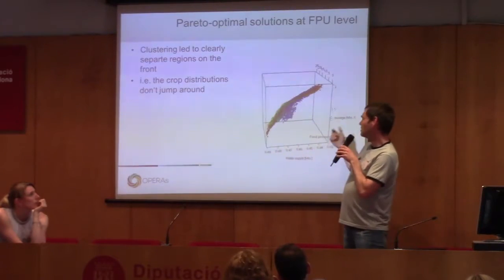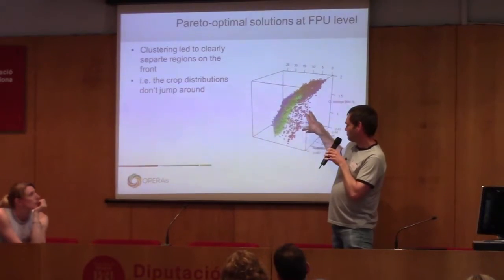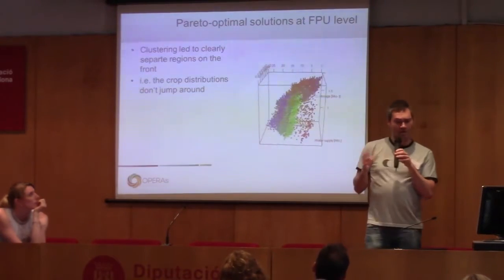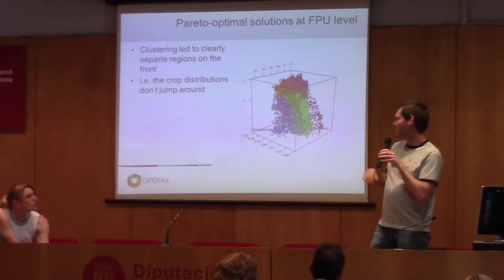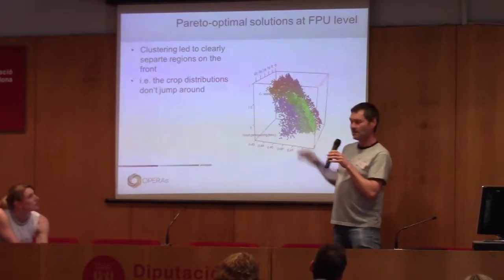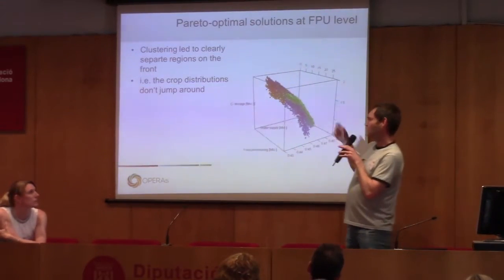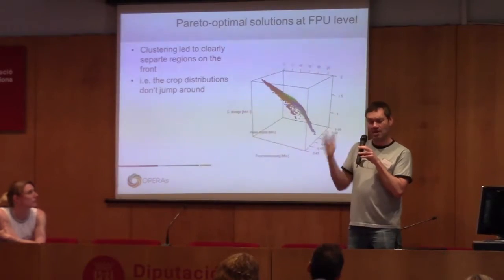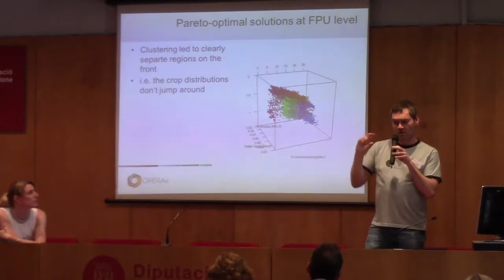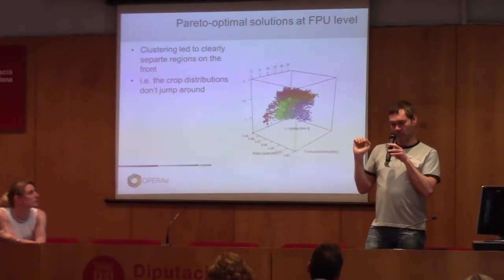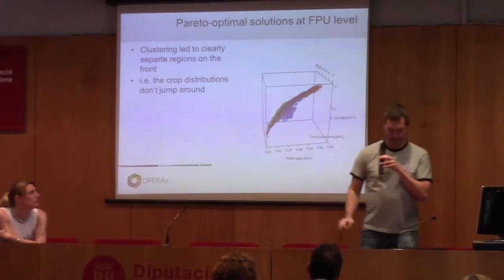What we see here, and this is ongoing, is that the different patches are clearly defined, they are separate. There are some points jumping across, but basically they are larger regions. That of course helps for the interpretation, because this means we are not changing from one point to the next one, switching completely the crop rotations on Earth. That means we can actually make sense out of the solutions.